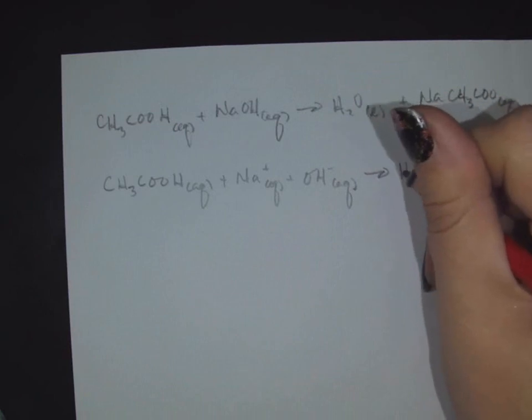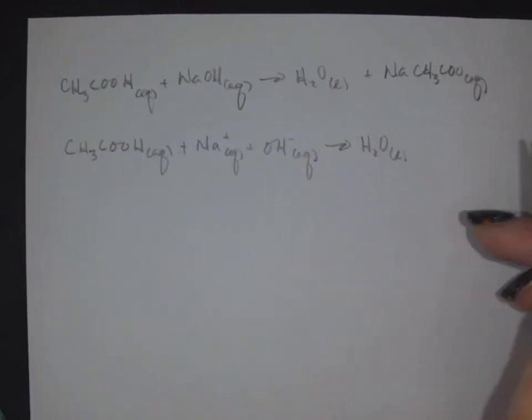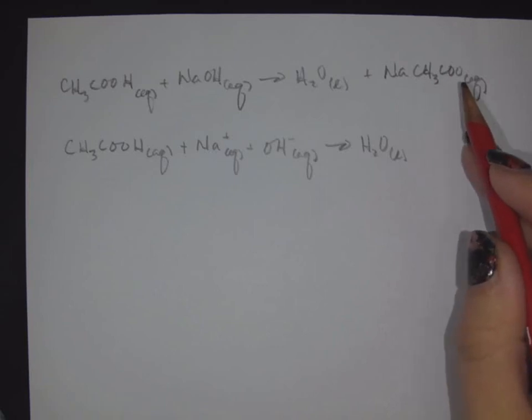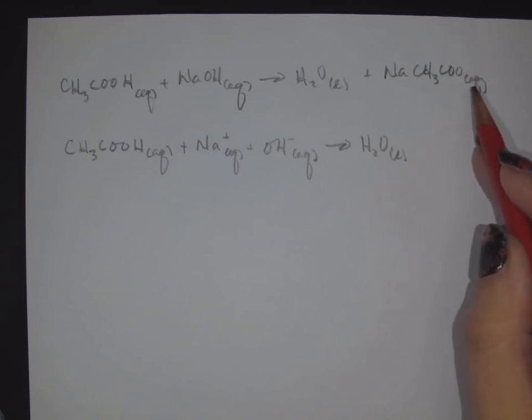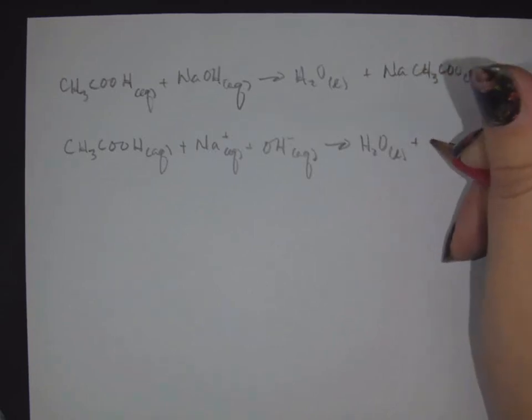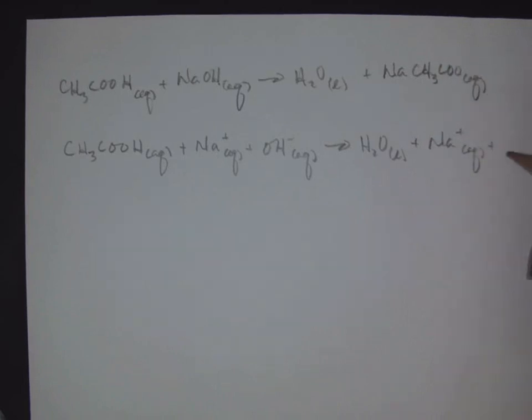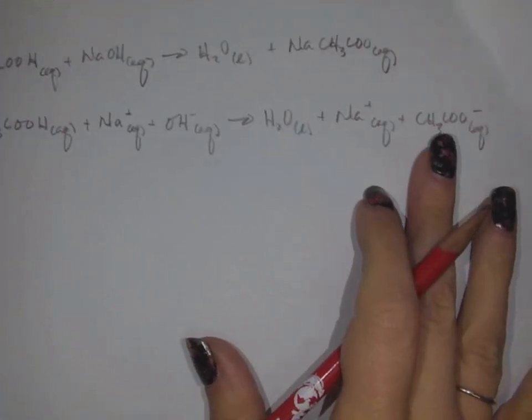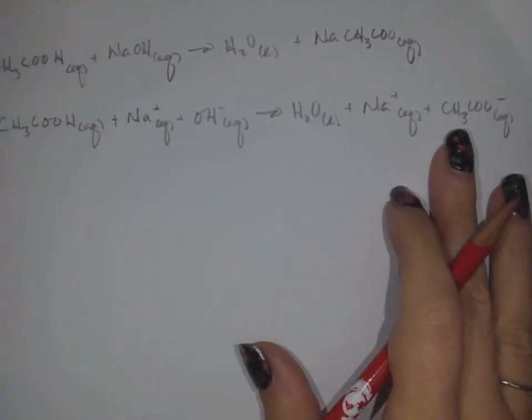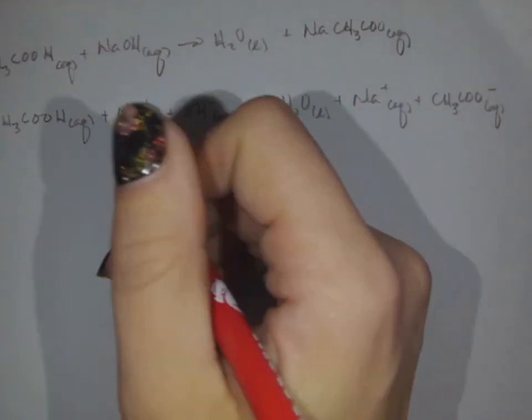That will turn into water. Now when it's a liquid or a solid, we don't break it apart. And then when it's an ionic salt, if it's soluble, then we break them apart into their ions. So this is going to be Na plus aqueous and acetate, CH3COO minus aqueous. Okay. We have a spectator ion, and that spectator ion is sodium.